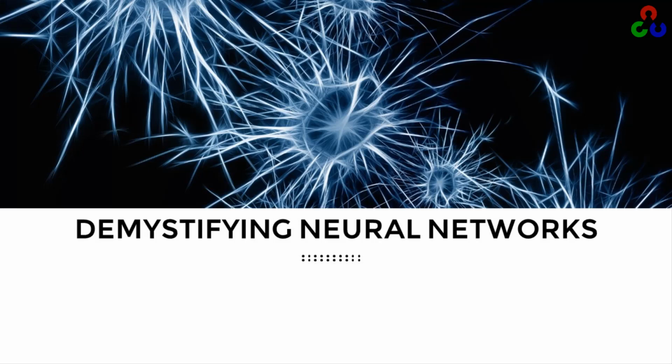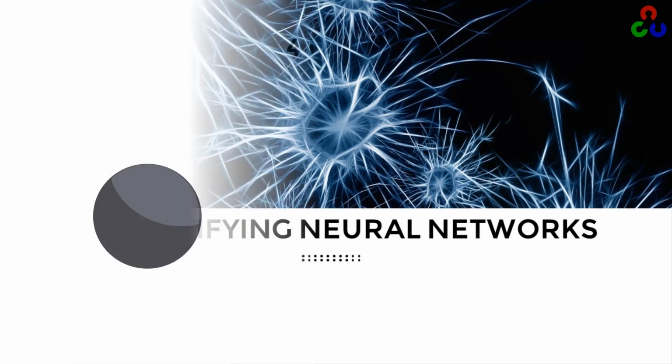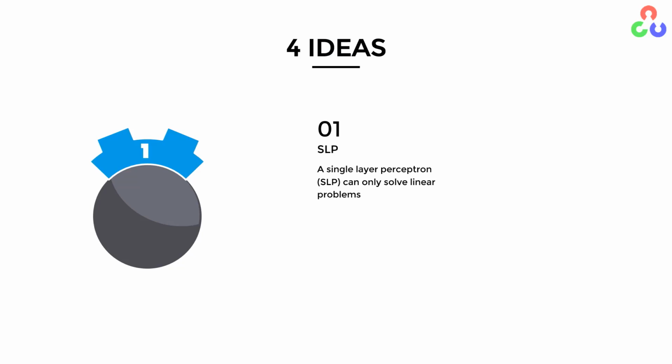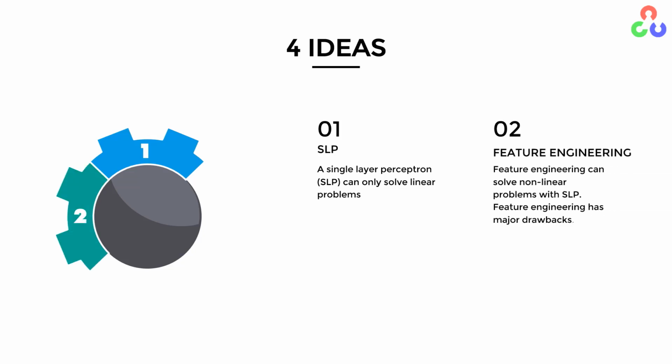Hello everybody. In this video we will go over 4 ideas and we will show these ideas using TensorFlow Playground. Let's go over the ideas. The first one is a single layer perceptron can solve linear problems only. We will see how it cannot solve nonlinear problems. Next we will see how feature engineering was traditionally used to solve nonlinear problems. However, this is the non-deep learning way of doing things, and currently it is sort of out of fashion.